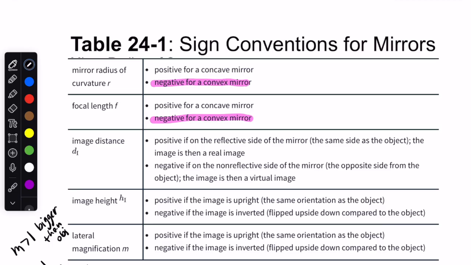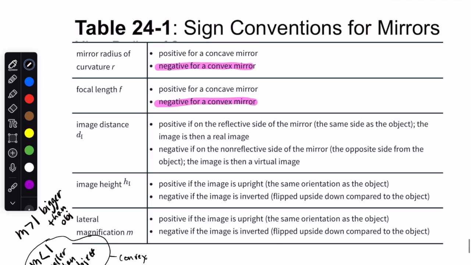If the image is on the reflective side, it's positive. If the image is on the non-reflective side, it's negative. And remember, for convex mirrors, the image will always be on the virtual side, so the image distance will pretty much always be negative. However, the image is always upright, so the image height will always be positive. And the image will always be shrunken compared to the object, so our M will always be less than 1 for a convex mirror. For a concave mirror, it could go either way.